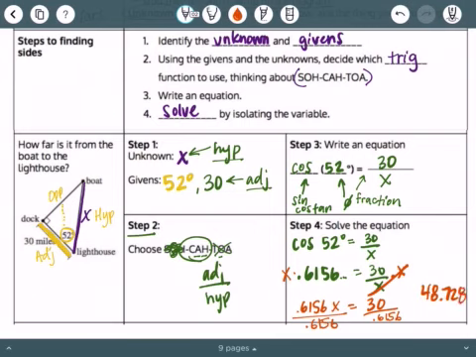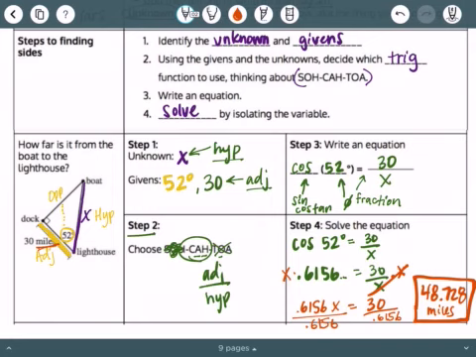48.728. There are other decimals, but I rounded using 3 decimal places. So this is going to be my answer. I'm going to check for my units here. In my problem it said miles, so I know that this is miles as well. And that would be how I solve example 1.